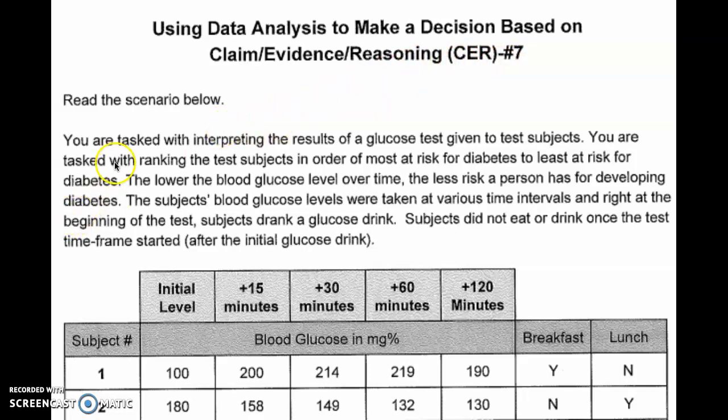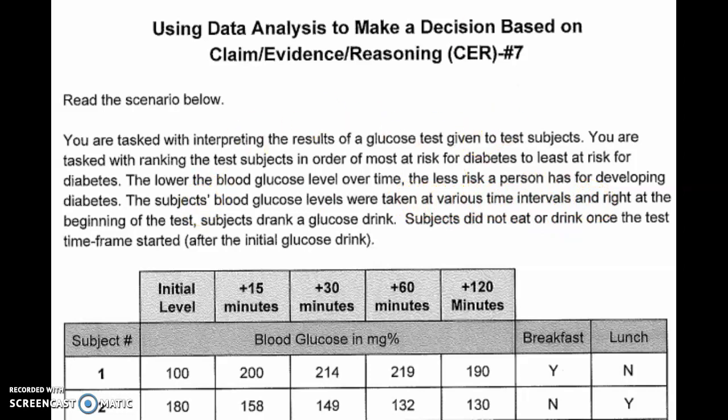Read the scenario below. You are tasked with interpreting the results of a glucose test given to test subjects. Now, it says test subjects, but these are actually people. So we're going to be looking at 7 different people in this test. They will also be called subjects. You are tasked with ranking the test subjects in order of most at risk for diabetes to least at risk for diabetes. The lower the blood glucose level over time, the less risk a person has for developing diabetes.